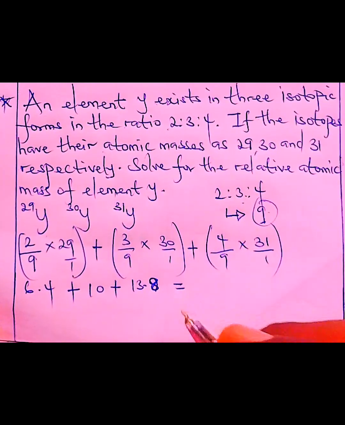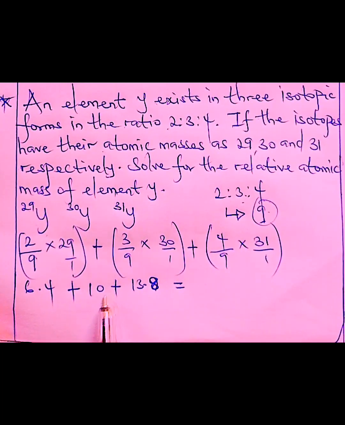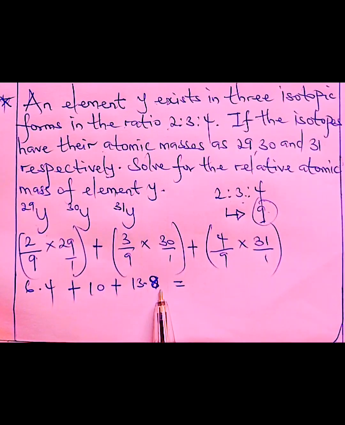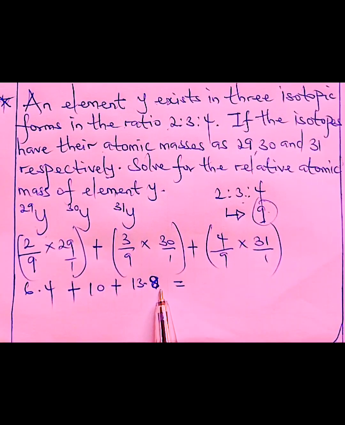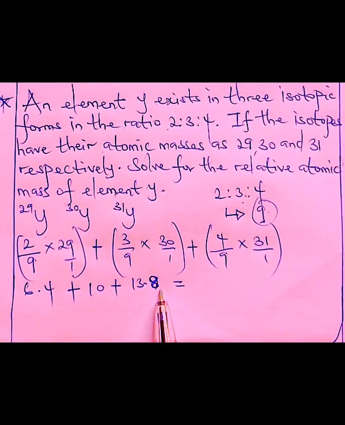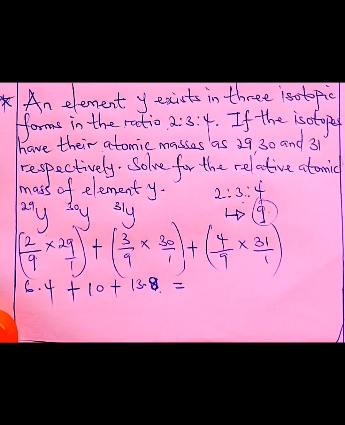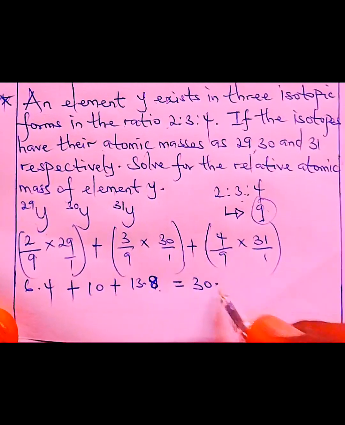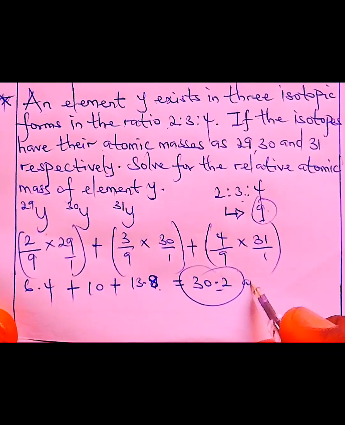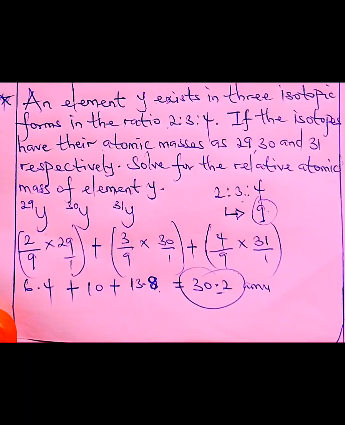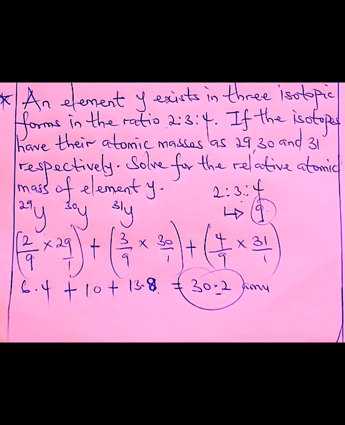The next thing, we're going to sum them all up. 6.4 plus 10 will give us 16.4. 16.4 plus 13.8 will give us 30.2. So this is our atomic mass unit. As simple as that. Very easy and direct.